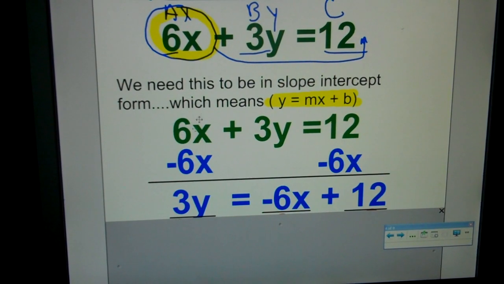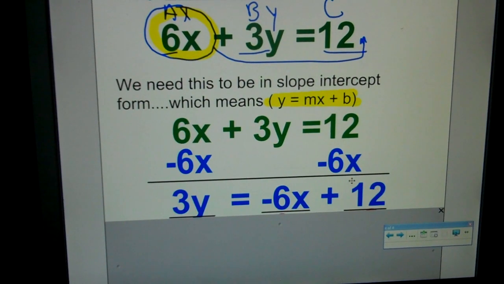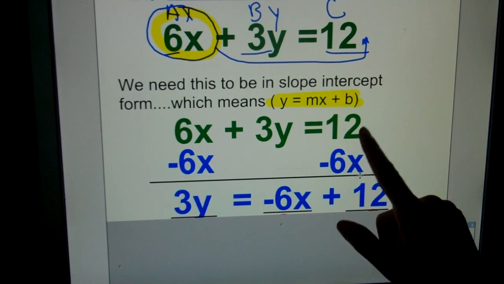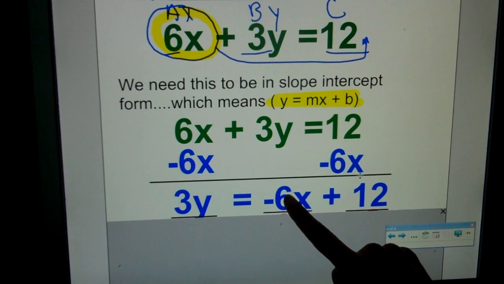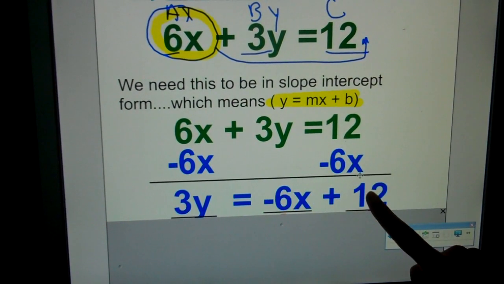You end up with something like this. 3y is on the left because those canceled. This is the only thing left over here. And then we have our negative 6x and our plus 12. They don't go together. They go side by side. One has an x, one doesn't. Now, I want you to pay attention. I could have put this 12 in the front and said 12 minus 6x.